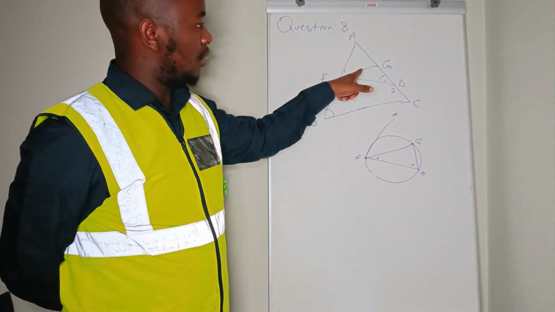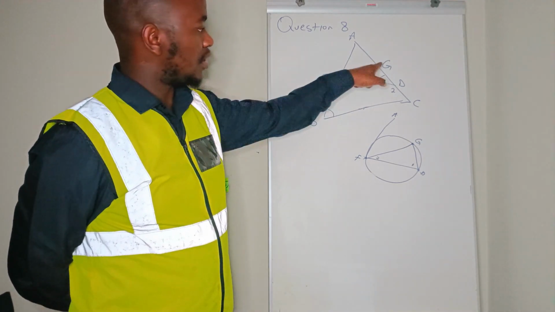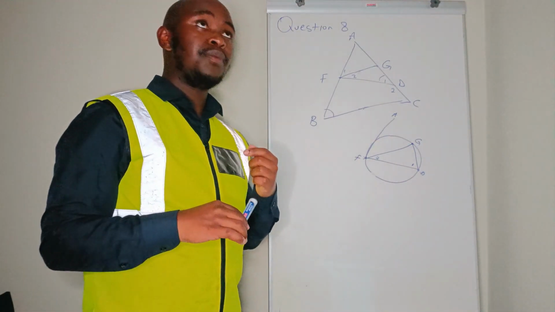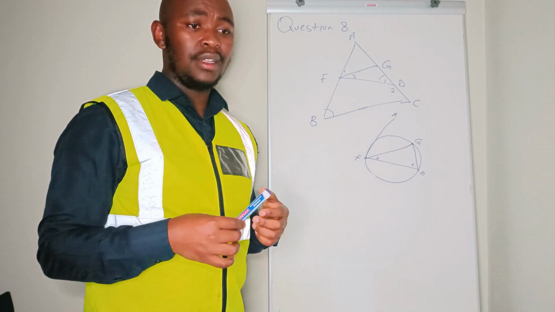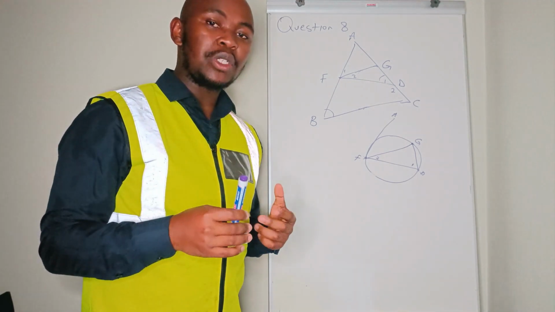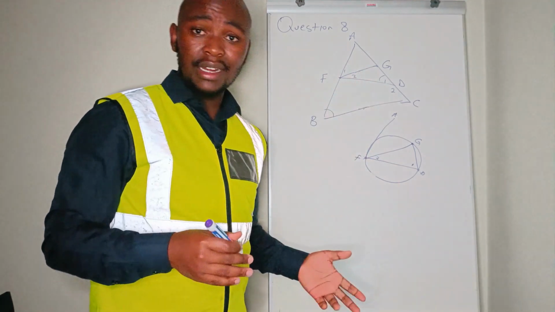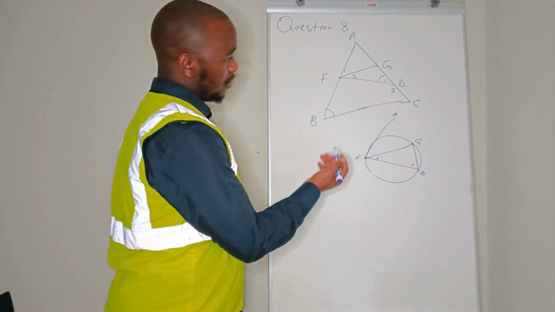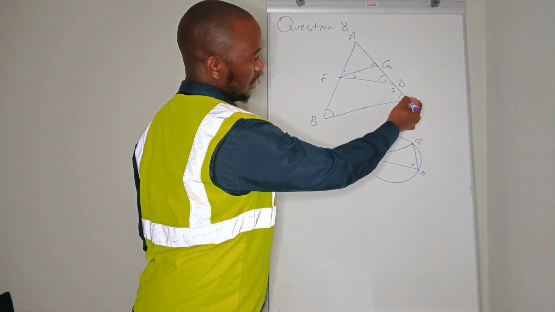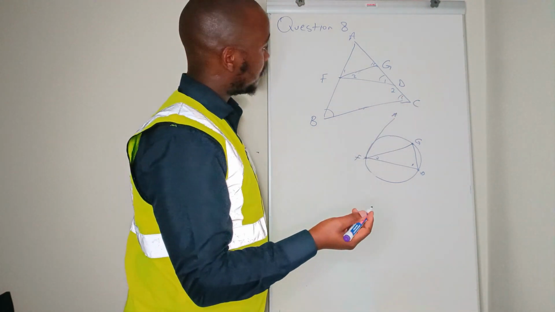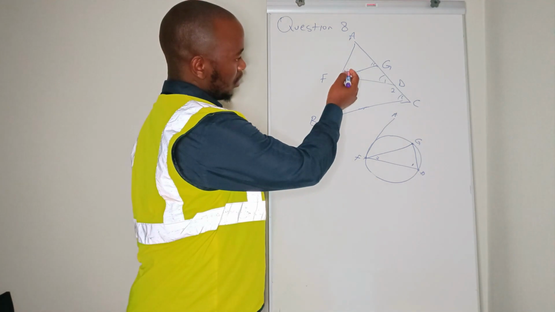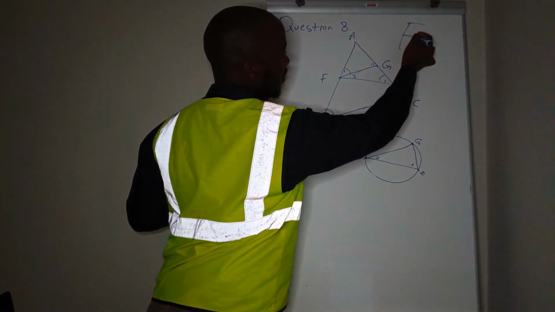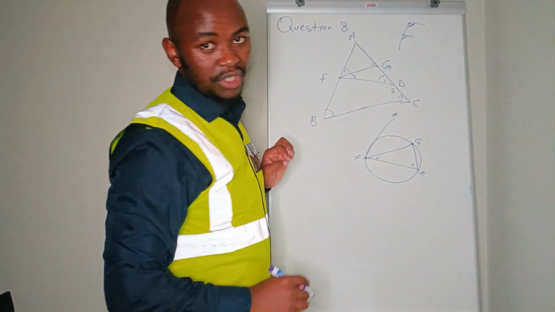Now they're asking us to prove that FG is parallel to BC. Before I take on this question, we need to get familiar with how we prove something is parallel, or what we gain from parallel lines. If this line FG is parallel to BC, it simply means that this angle equals this angle in here. We'll call those corresponding angles. And also this one equals this one, corresponding angles. So if angles make an F like this part and this one, those are corresponding angles.